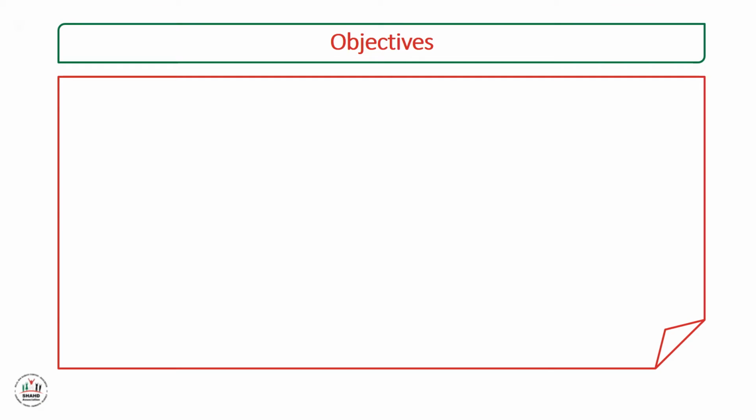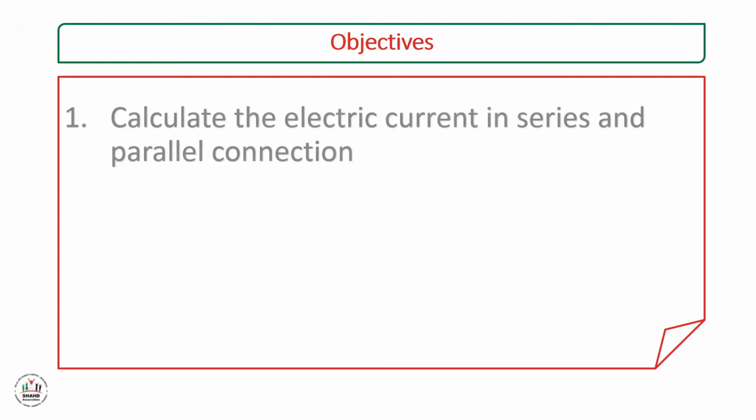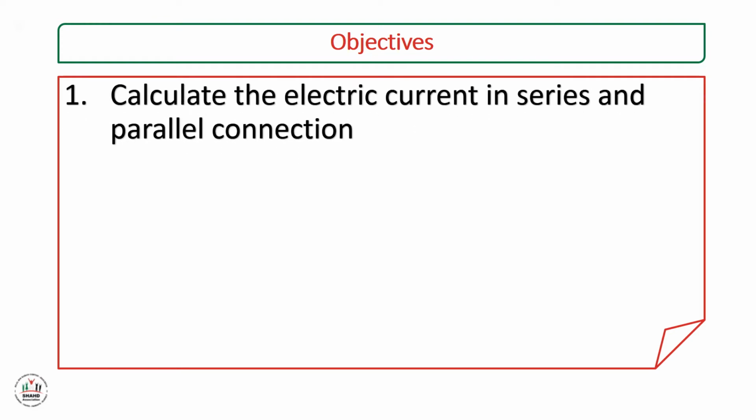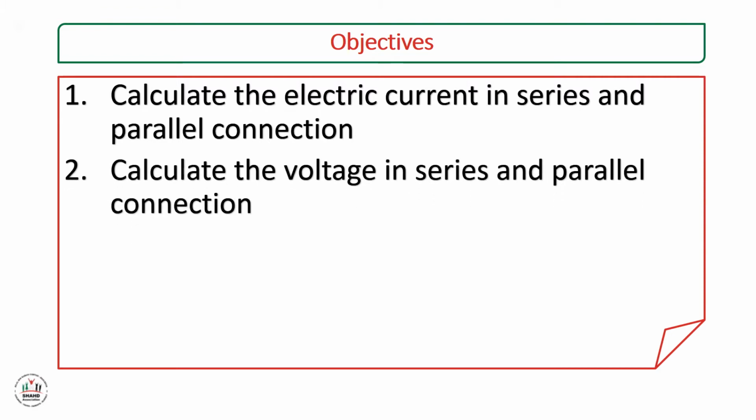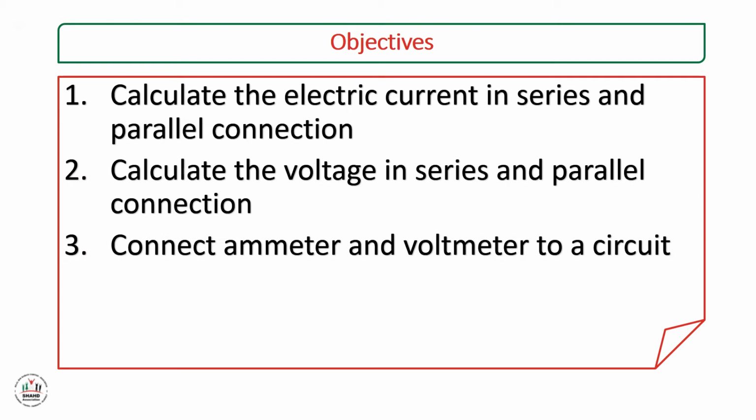In this session, we have three objectives. First, we will calculate the electric current in the series and the parallel connection. We will calculate the voltage in the series and the parallel connection. And finally, we will connect an ammeter and voltmeter to a circuit.